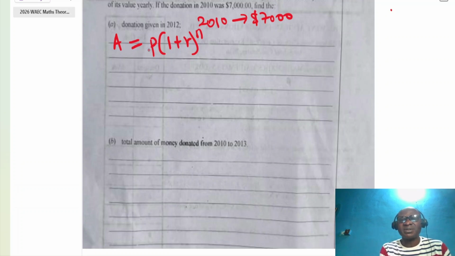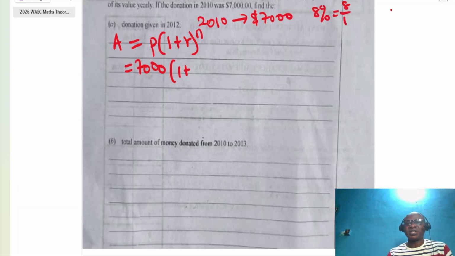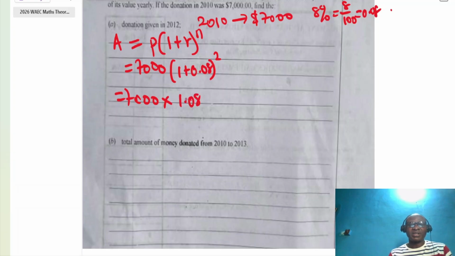P is the amount donated, which is $7,000, and R is 8%. So that gives me 7,000 into (1 + 8%). Of course, 8% is the same thing as 8 over 100, which is 0.08, raised to power 2. Therefore, 7,000 multiplied by 1.08, the addition in the bracket, raised to power 2.